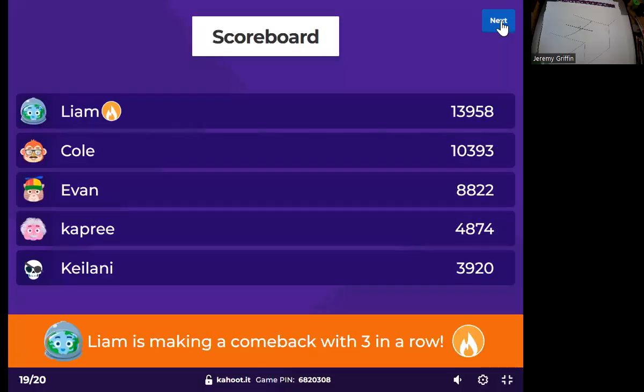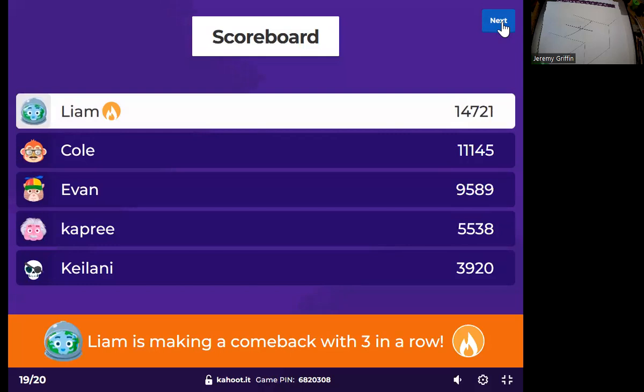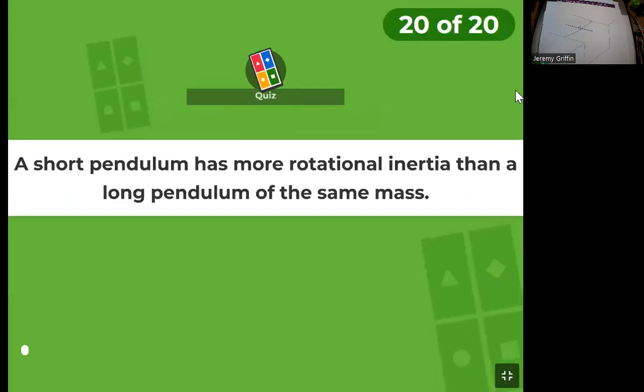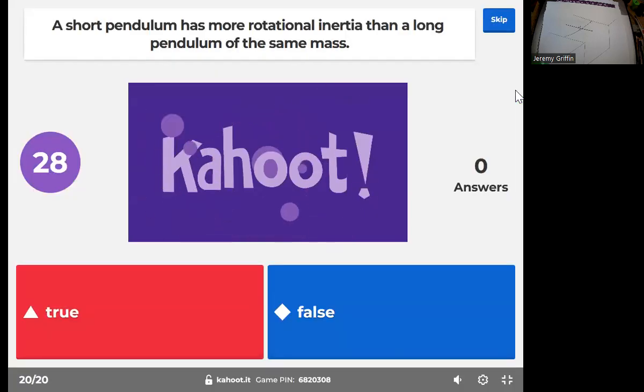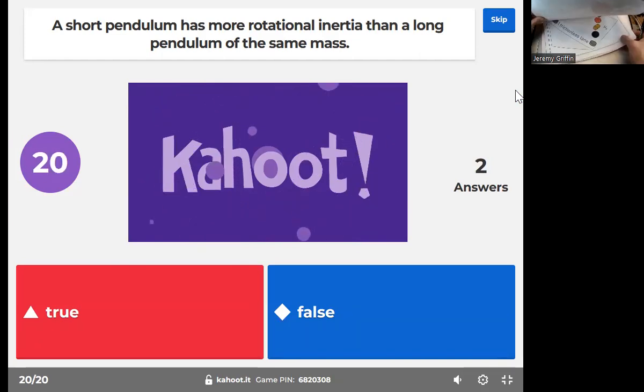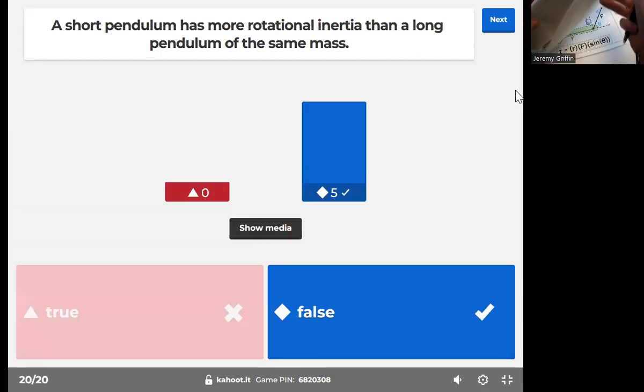All right, and last question for the win. A short pendulum has more rotational inertia than a long pendulum, same mass? Is that right, or is that wrong? Everybody got that. All right, false.